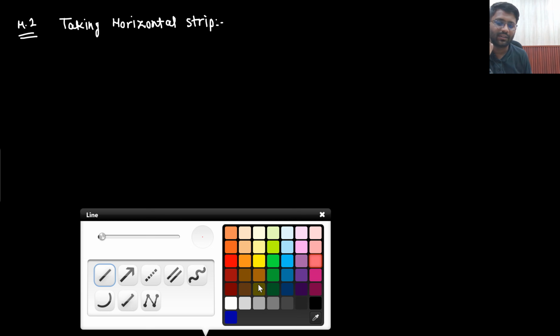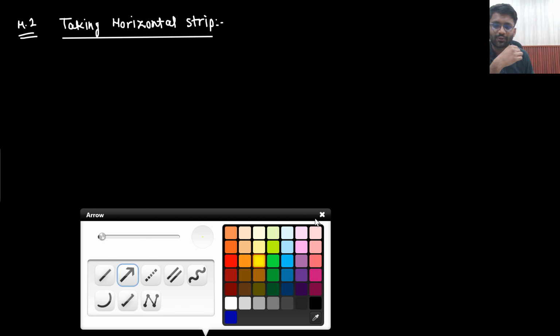If you take the horizontal strip, first of all you try on your own. Okay, don't look at the solution. Take the horizontal strip, try doing the solution and move the strip. Once you move the strip, you will surely see something interesting.